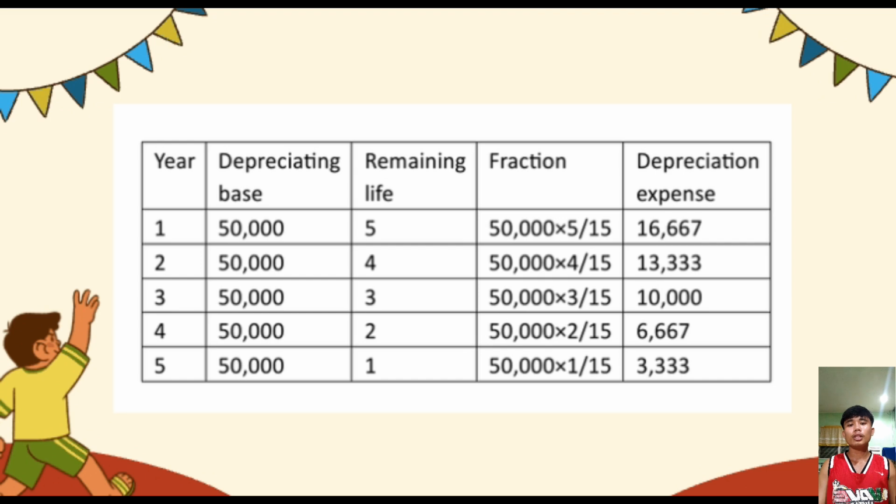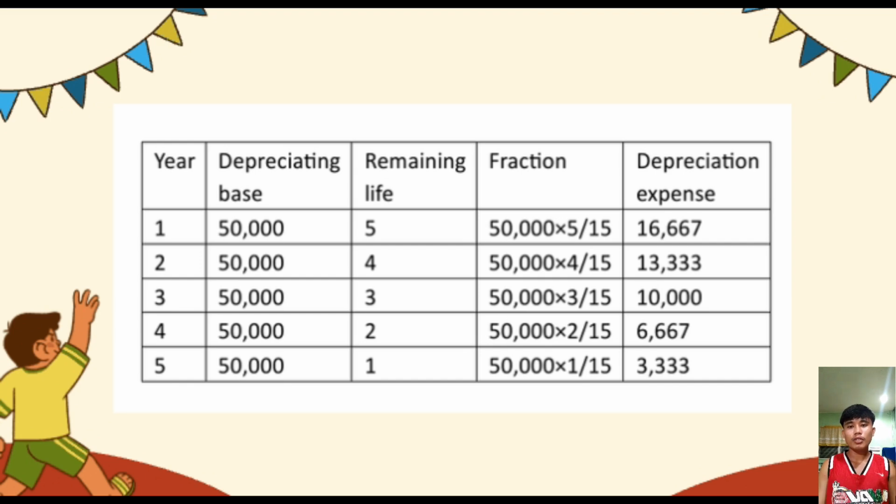Now we will multiply our depreciation base by the fraction, like 50,000 times 5 divided by 15, which will give us 16,667. The next one is 50,000 times 4 divided by 15, which will give us 13,333. So remember, this is an accelerated depreciation method.